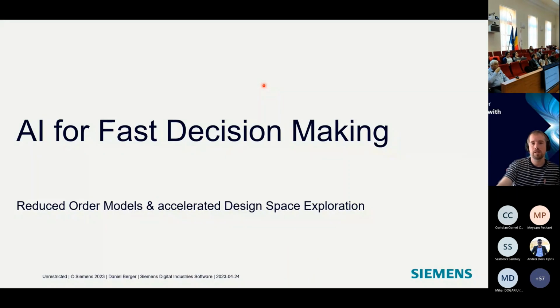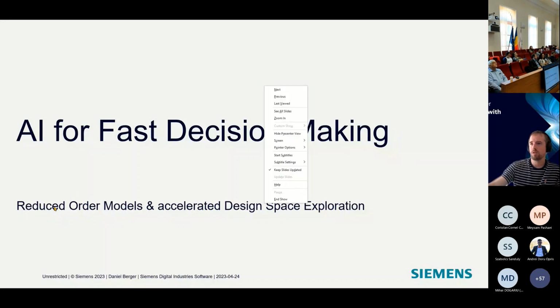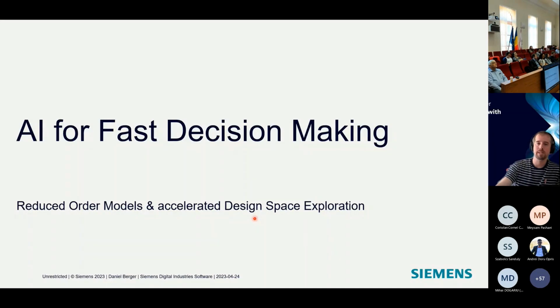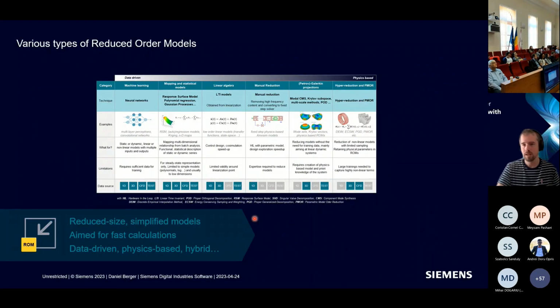I think I skipped this one. Yeah, now to some applications. And here there is some overlap with what Hermann already presented. I'm going to talk about reduced order models and ways to accelerate design space exploration. I think I have 10 more minutes, so I need to hurry up a bit.